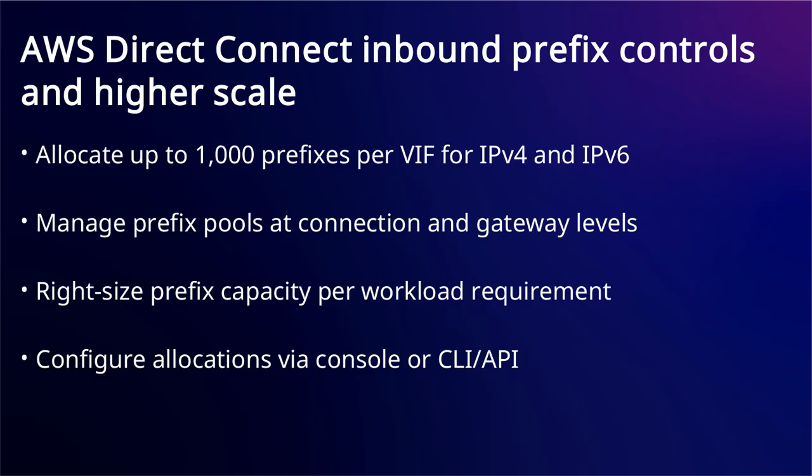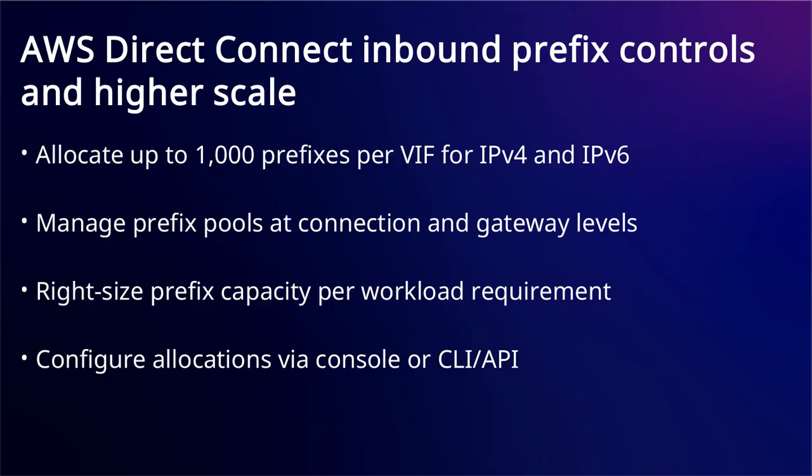Previously, Direct Connect virtual interfaces accepted a maximum of 100 root prefixes from your on-premises network to AWS. If you had a larger or growing network, you had to architect around this limit by summarizing routes or segmenting across multiple VIFs or connections. With inbound prefix controls, you can now allocate up to 1,000 prefixes per VIF for both IPv4 and IPv6 on dedicated and hosted connections. You manage prefix capacity through pools at the dedicated connection level and Direct Connect gateway level. When you create or update a VIF, you allocate a specific number of prefixes that draw from these pools, letting you right-size capacity per workload.